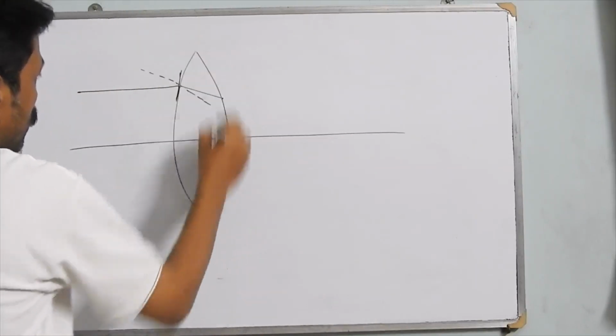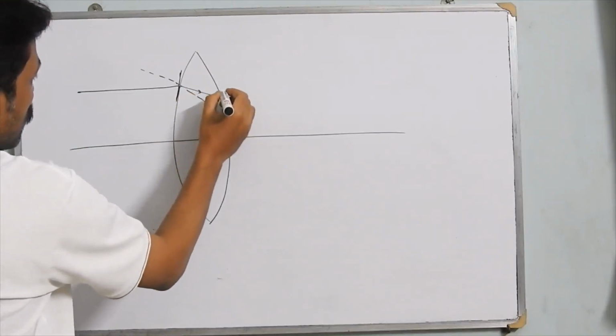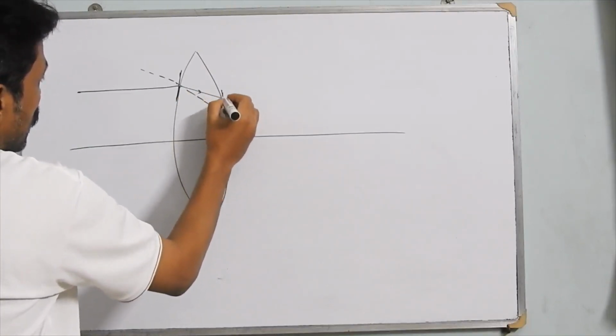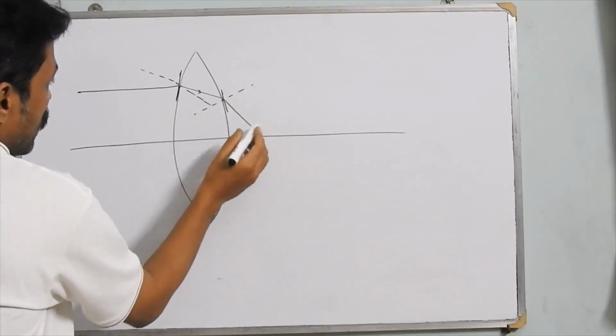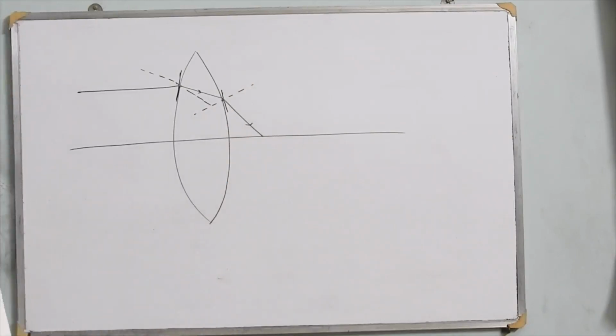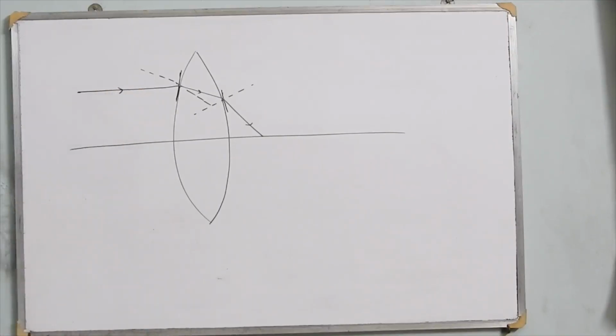Again, on the next surface, the light is incident. Again, if you draw a normal here by drawing a tangent, then the ray will bend away from the normal and it will converge. So the converging action of the convex lens is because whenever a ray of light is incident on the lens, after deviating at both the surfaces, it actually moves towards the middle of the lens.